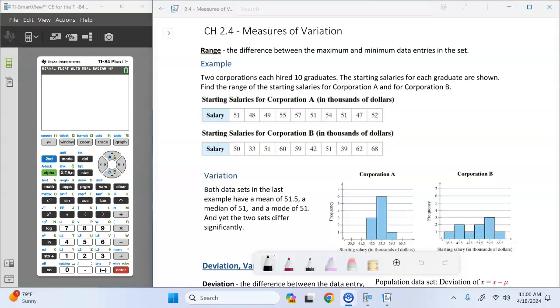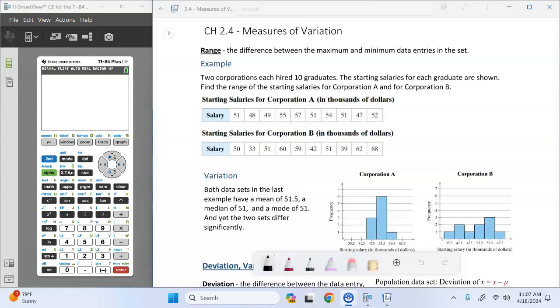Alright, so we left off with measures of center: mean, median, mode. But we saw that we could have multiple data sets that had very similar measures of center that look drastically different from each other. So another tool in the toolbox is looking at measures of variation. First and most basic measure of variation is the range.